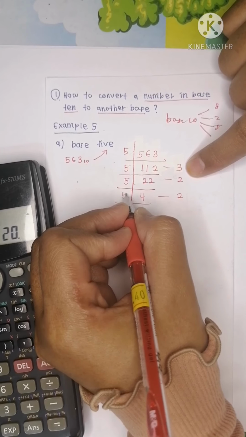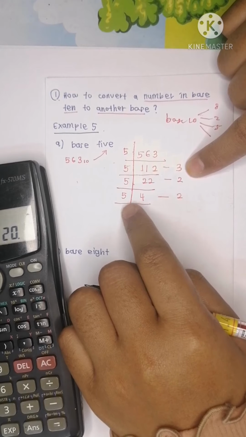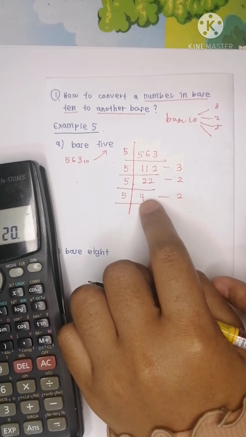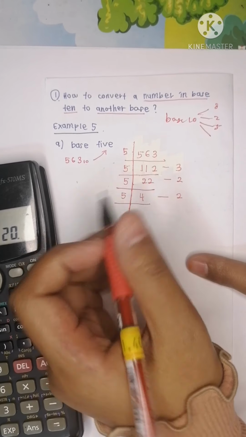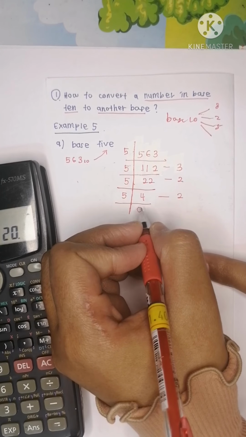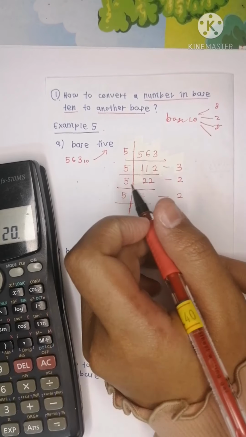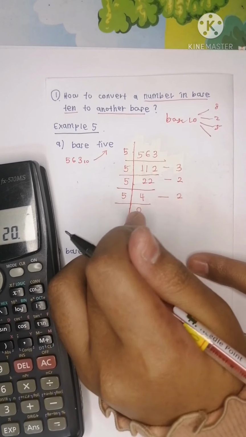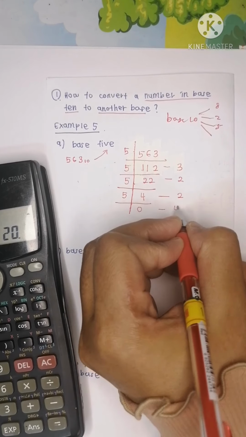So you need to divide by 5. What is the nearest number? You got 4, so the whole number smaller than that is 0. 0 times 5 is 0. From 4 to 0, the remainder is 4.